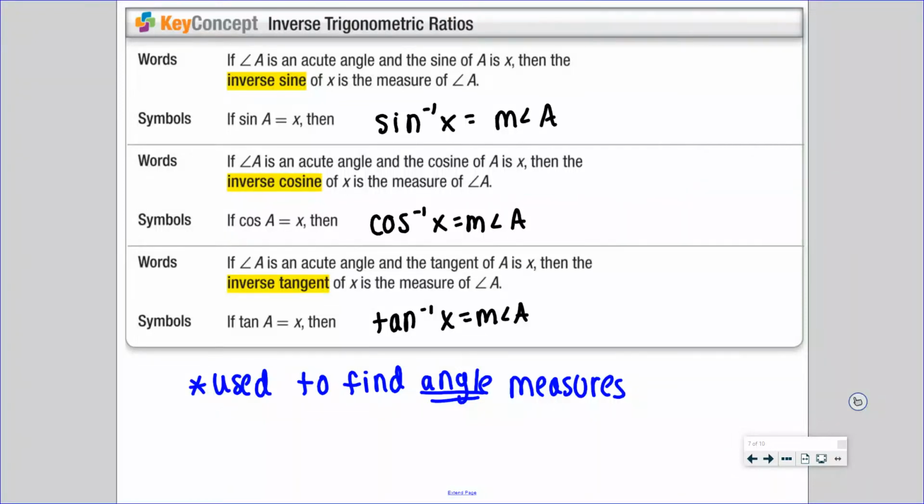We are in the lesson, what is this, 8.4? No.